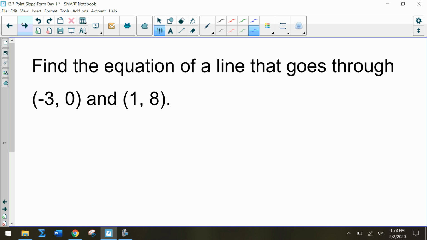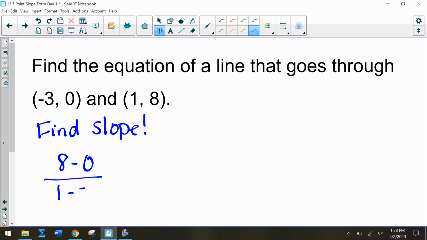Okay, so now looking at this, we want to find the equation that goes through (-3, 0) and (1, 8). So what we have to do first is find the slope. So 8 minus 0 over 1 minus -3. We got 8 over 4, which is 2. So we have a slope of 2.